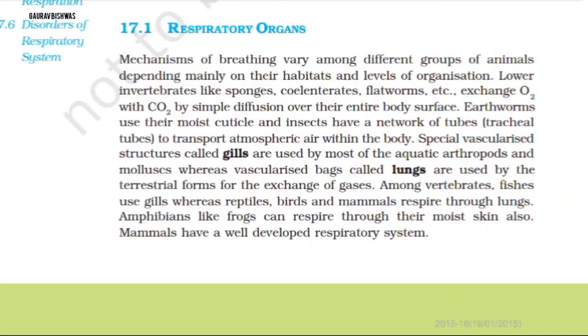Earthworms use their moist cuticle, and insects have a network of tubes, tracheal tubes, to transport atmospheric air within the body. A special vascularized structure called gills is used by most of the aquatic arthropods and molluscs, whereas vascularized bags called lungs are used by the terrestrial forms for the exchange of gases. Among vertebrates, fishes use gills, whereas reptiles, birds, and mammals respire through lungs. Amphibians like frogs can respire through the moist skin also. The mammals have also developed a respiratory system.